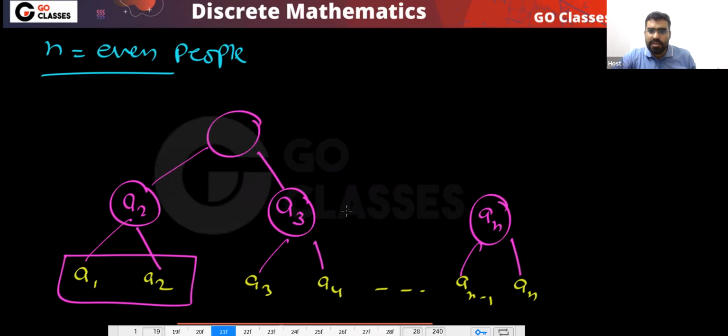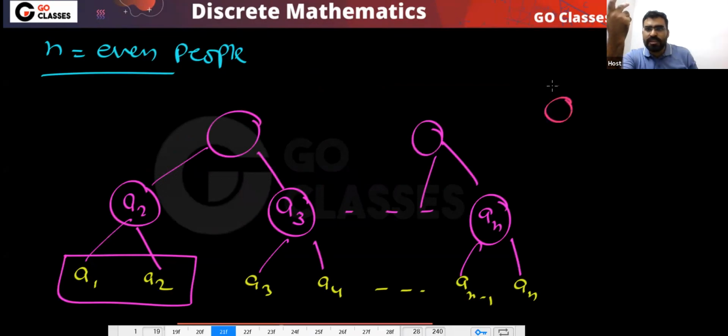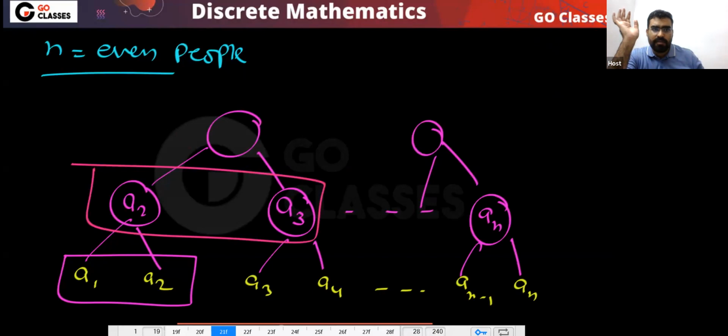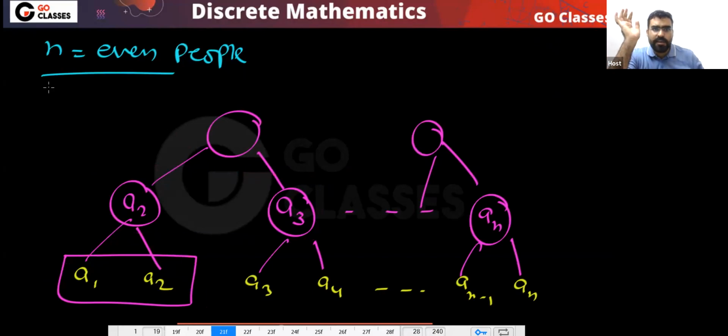So if you notice, this will actually be a full binary tree. Why is this a full binary tree? Because every node has either 0 children or 2 children. Is it possible that there can be a single child? This is a chess tournament, so 2 people will play, and then this will be the winner.